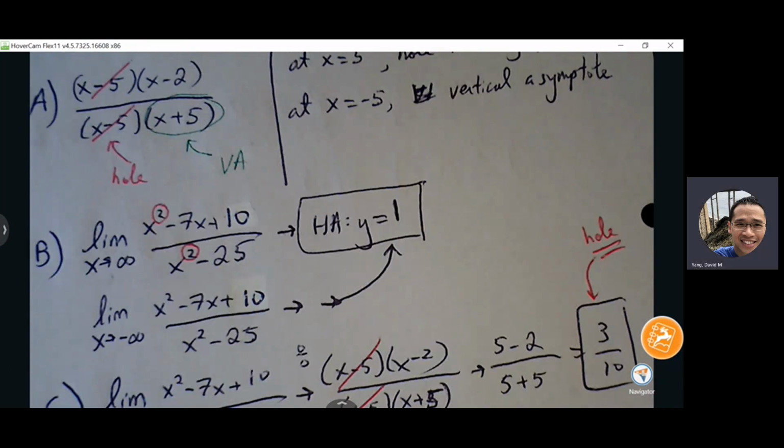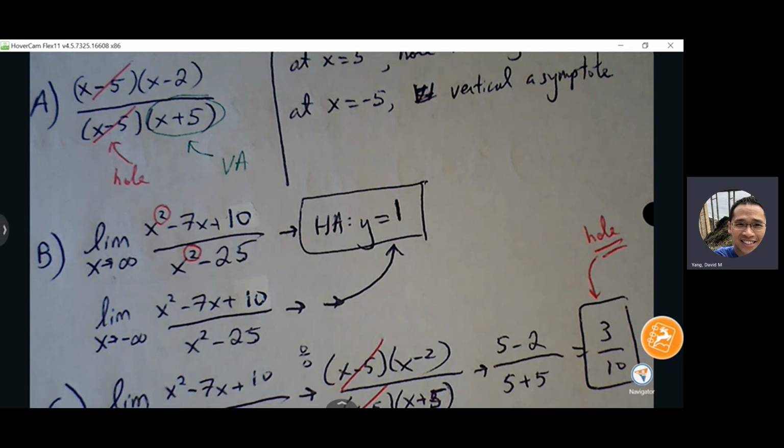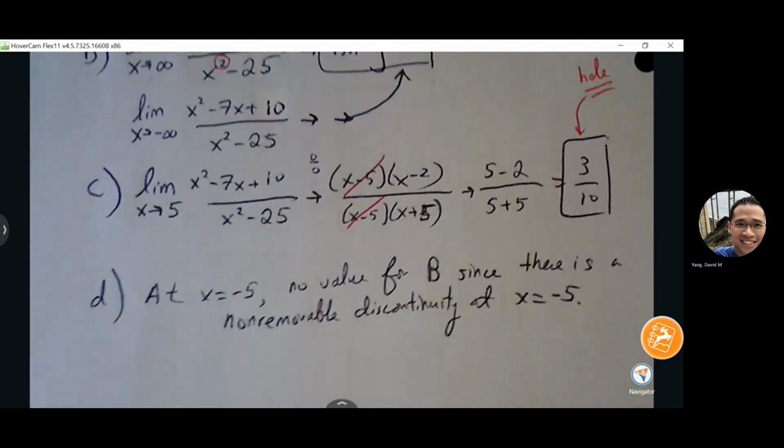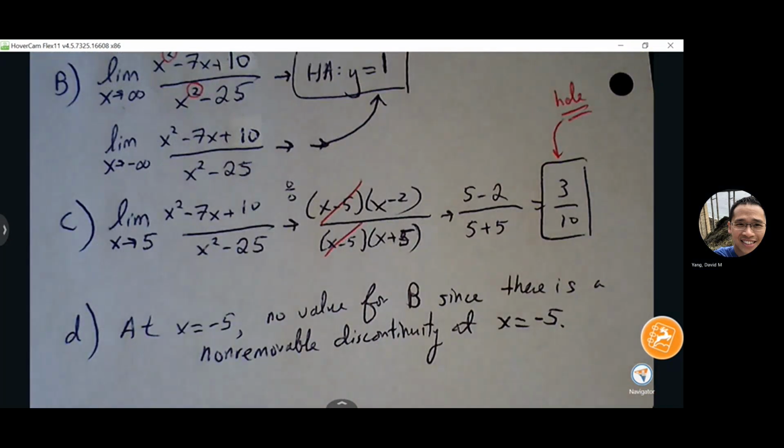Okay, part D. We know that at -5, we already know that there's a vertical asymptote. So if there's a vertical asymptote, there's nothing that we can do to fill that gap, right? There's a vertical asymptote. It's a non-removable, right? This continuity.